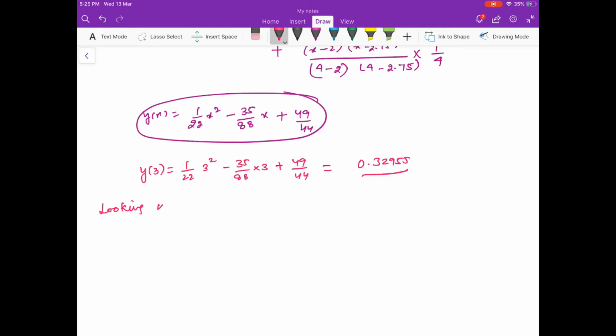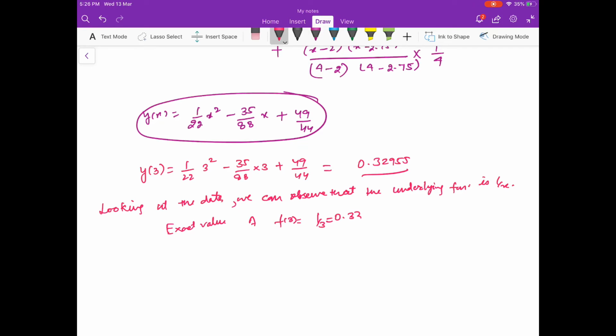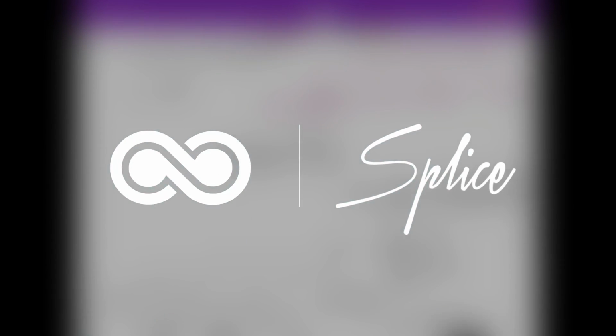So looking at the data, we can observe that the underlying function is 1 by x. So the exact value of f of 3 is 1 by 3, that is 0.3333. So the error is the exact value, that is 0.3333, minus the approximate value 0.32955. So this is your answer. So this is how we do the Lagrange interpolation.